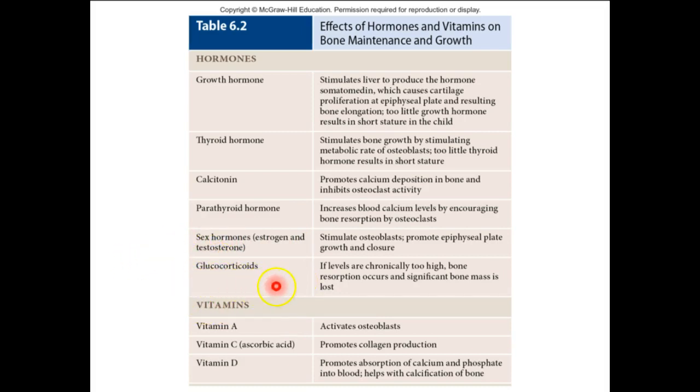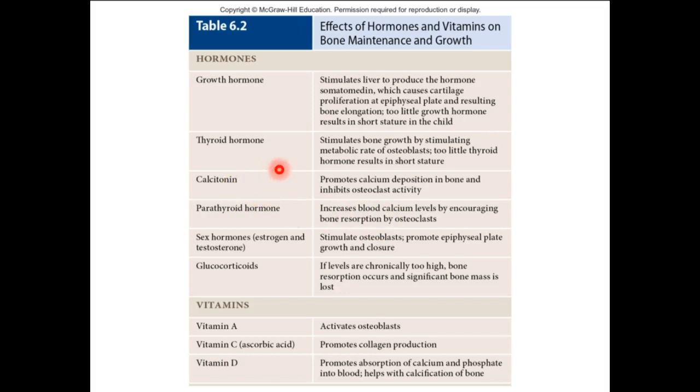Glucocorticoids are part of blood sugar control and stress response. And then we mentioned earlier when somebody brought up rickets that vitamin D is necessary for the absorption of calcium and phosphate into blood. If we don't get enough vitamin D, then the rest of this process is not even possible. Vitamin C is necessary for collagen, vitamin A activates osteoblasts, but back to calcitonin and parathyroid hormone.